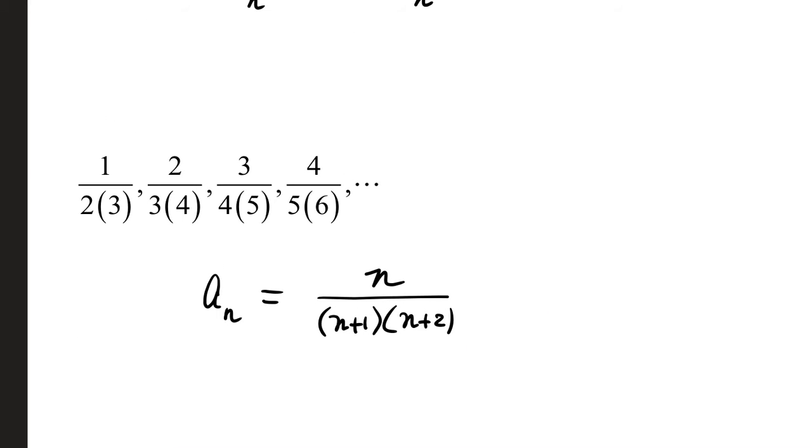The next example, we have 1 over 2 times 3, 2 over 3 times 4, 3 over 4 times 5. The numerators follow the counting number order, 1, 2, 3, 4, and so on. The lower left number was always 1 more than the numerator, and the second number in the denominator is always 2 more than the numerator. So we have numerator, the first number was 1 more every time. The second number was 2 more than the numerator every time. So that's our nth term for that sequence.